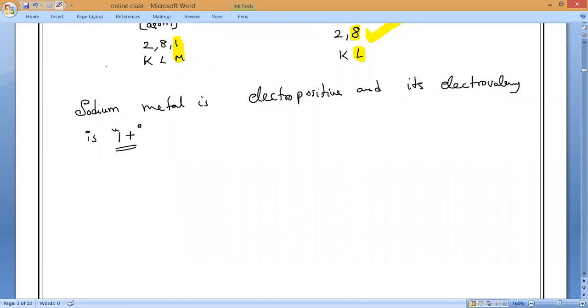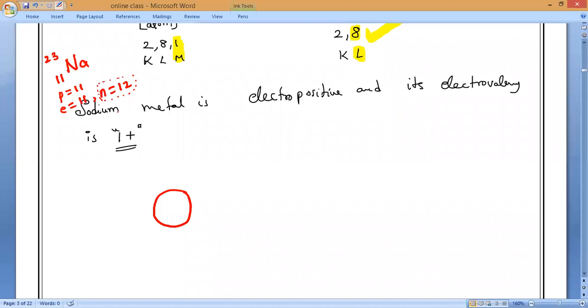Now, shall we draw the structure? If you have taken sodium, the atomic number is 11 and the mass number is 23. Can you tell me the number of protons? 11. Number of electrons, 11. But the number of neutrons, how many? 12.